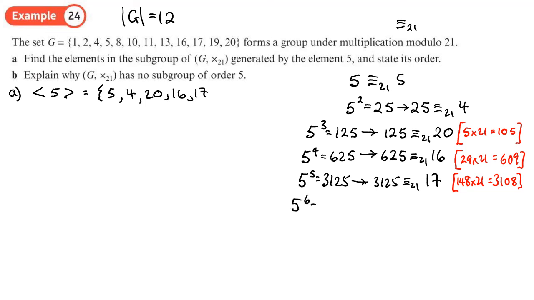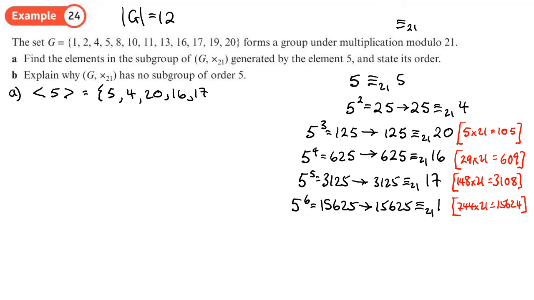Now we'll do 5 to the power 6, which is 15,625. Let's work out what this is in modulo 21. So let's divide that by 21. And we get 744 times by something. So now I want to work out 744 times 21. And that's 15624. Okay, so that's going to have a remainder of 1.